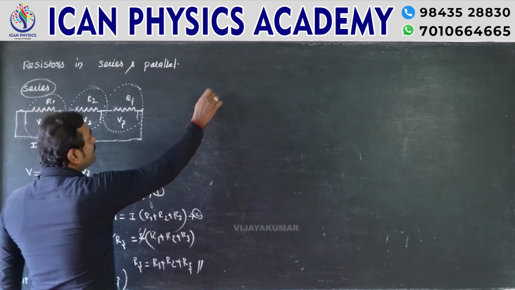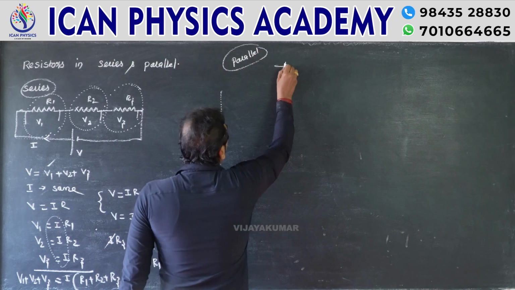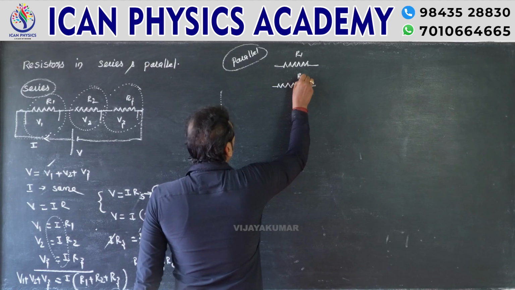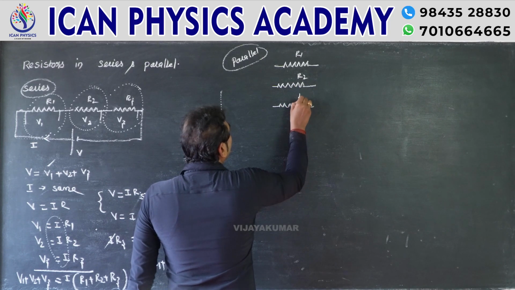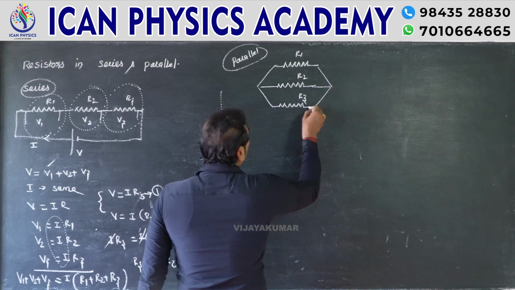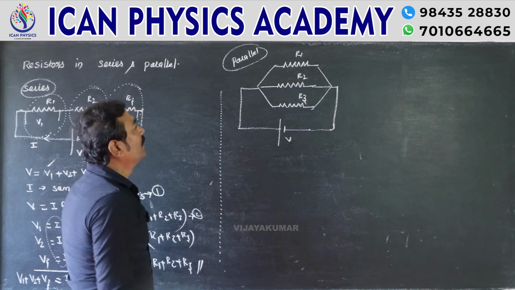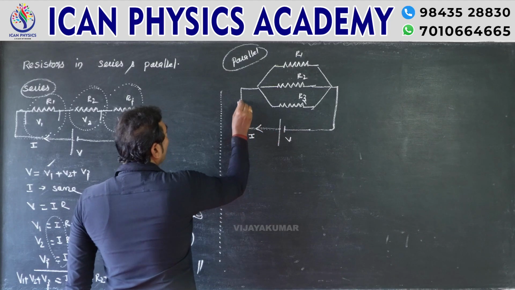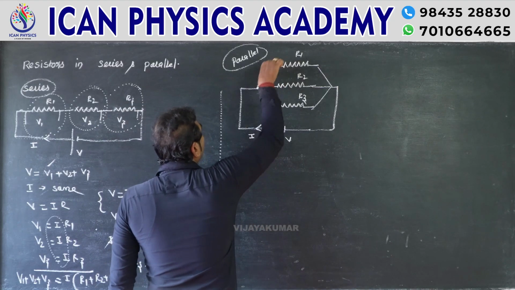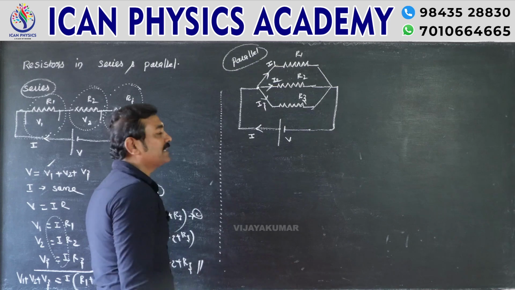No doubts. Okay. So what about the second topic? It is the resistors in parallel. A resistor of resistance R1, a resistor of resistance R2, and a resistor of resistance R3 are connected in parallel. They are connected with an external source V. Now the current I flows and comes to the junction. When it comes to the junction, it splits into three. In the first arm, it is I1, in the second arm I2, and in the third arm I3.